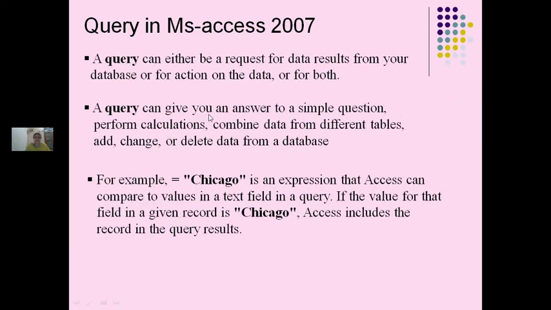Here in this slide also he has given some points on query. A query can either be a request for data results from your database, or for action on the data, or for both. A query can give you an answer to a simple question, perform calculations, combine data from different tables, and add, change or delete data from a database. For example, "Chicago" is an expression that Access can compare to values in a text field in a query. If the value for that field in a given record is Chicago, Access includes it in the query results. You can gather the information depending upon the question.